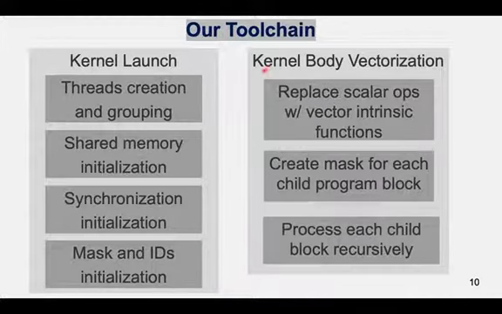Second, the kernel body vectorization module is enabled by a source-to-source translator. The transformation starts within the main kernel body. It first replaces scalar operations with corresponding vector intrinsic functions, then creates a mask for each child program block. Then it will do the same translation recursively for each child block.